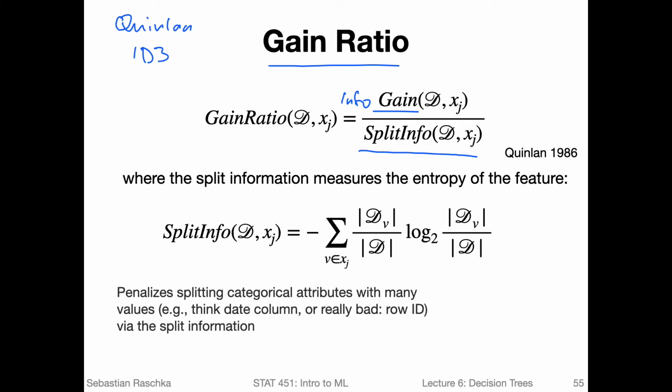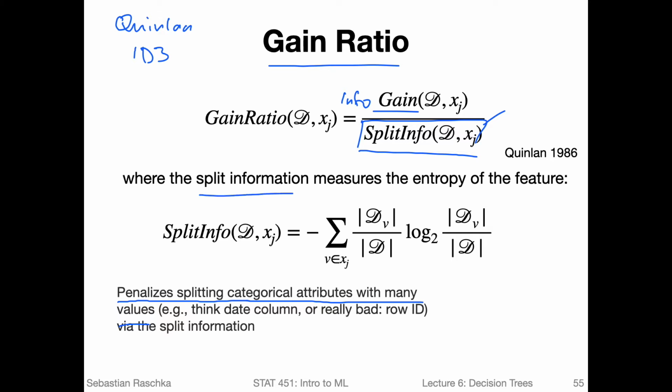And the idea behind this scaling by dividing by the split info is that it penalizes splitting categorical attributes with many values. So if you have a categorical variable that has a lot of possible values, then this will be a penalty for the information gain, because the split info will be larger the more categories you have in a feature.